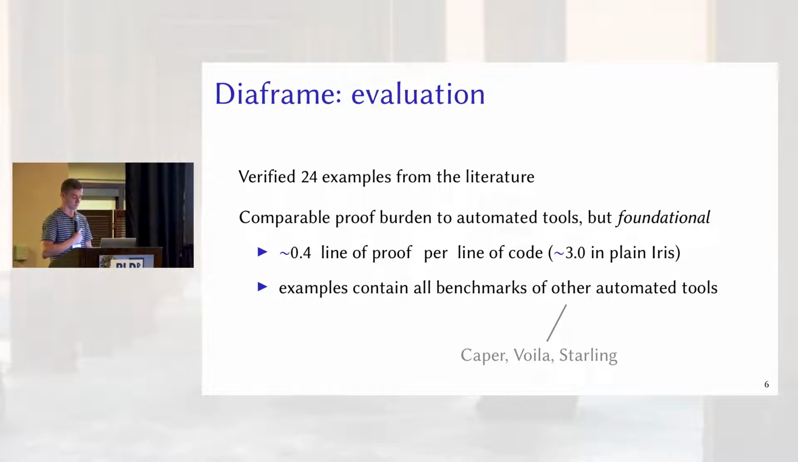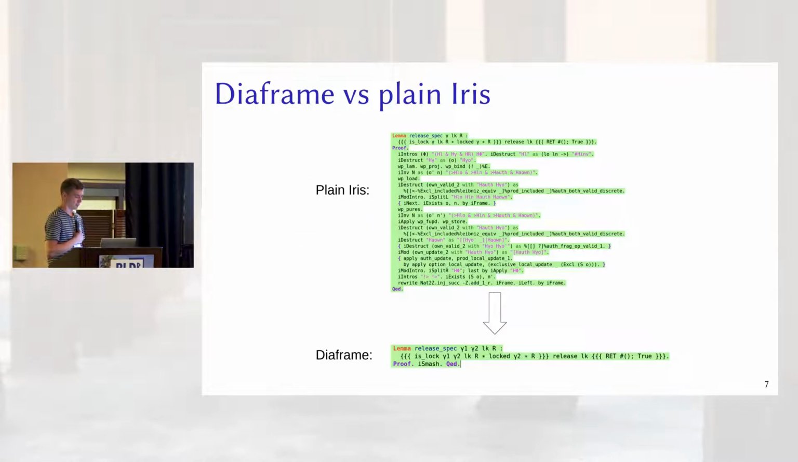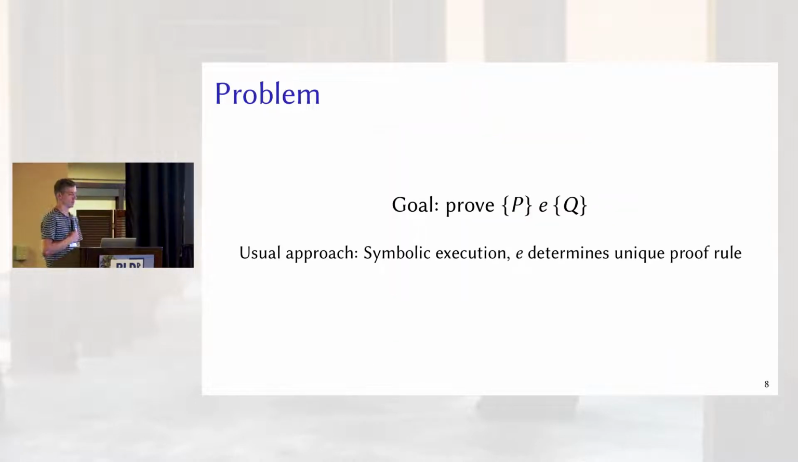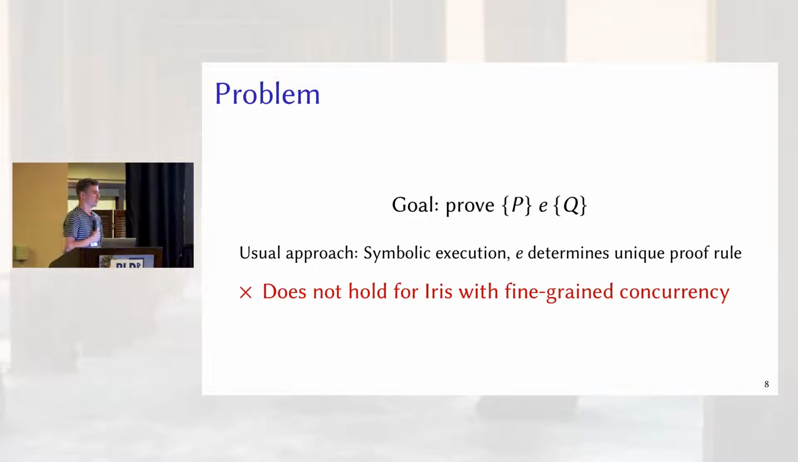To give you an example of the scale of this automation, and how much the proofs get shorter, here's an example from the verification of the release of a ticket lock, where above you see the manually written proof, which basically gets replaced with a single tactic to prove this Hoare triple. So what we're really trying to prove in Diaframe are these Hoare triples, where we have a precondition P, want to run an expression E, and show that in all these cases, the postcondition satisfies Q. And the usual approach to perform such verifications is to use symbolic execution. The idea is then that when you look at E, you can determine a unique proof rule to apply and continue the proof. However, in Iris with fine-grained concurrency, the proof rules you can apply are not necessarily unique. You can apply one of several, and in different cases, you may need one or the other.